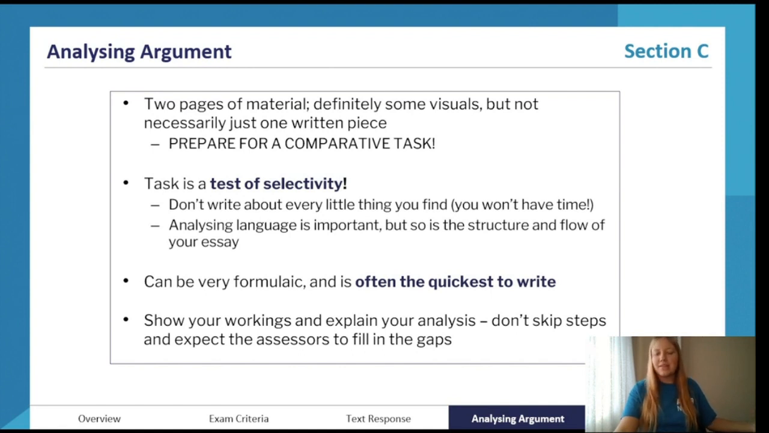Don't skip any of the steps like intended effect, explaining the effect of the language or how it contributes to the argument. Assessors will not fill in the gaps for you. They will literally read a sentence where you've moved on, you've just described the PLT, and they'll say, why has the student included this?